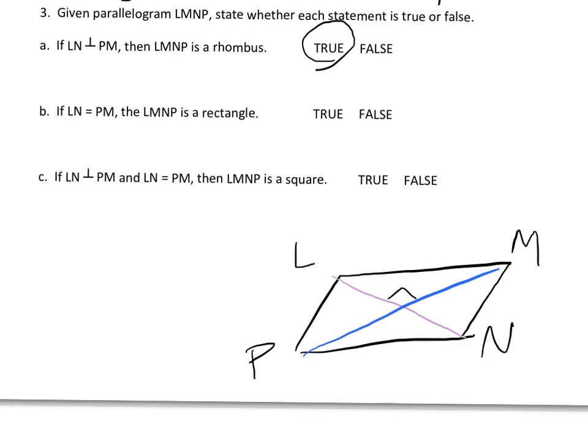If LN equals MP, so this length is the same as this length, we know that the diagonals are equal, which tells us that it's a rectangle, so we know that to be true. And if both of those things are true, if it's perpendicular and equal, we know it's a rectangle and a rhombus, which would tell us that it is in fact a square. So those are the same forms of logic, same properties used, just a different way to ask the questions in a true-false way.